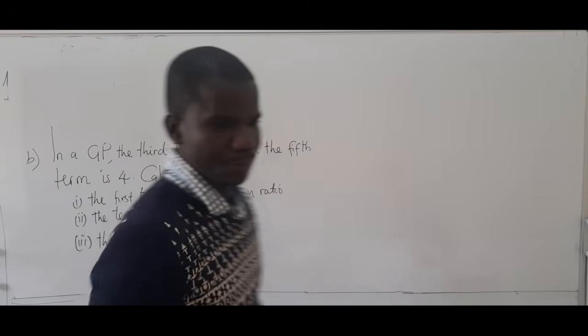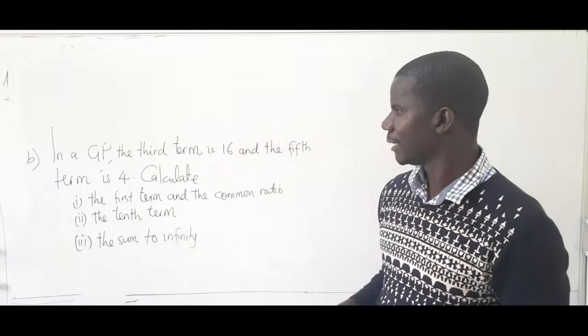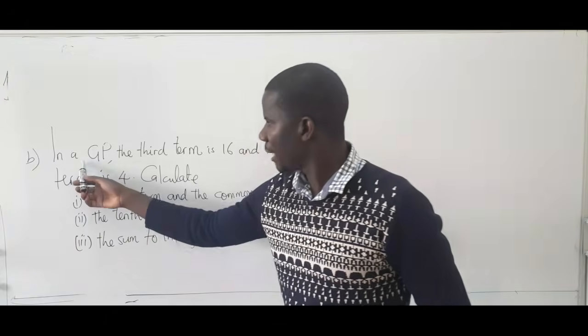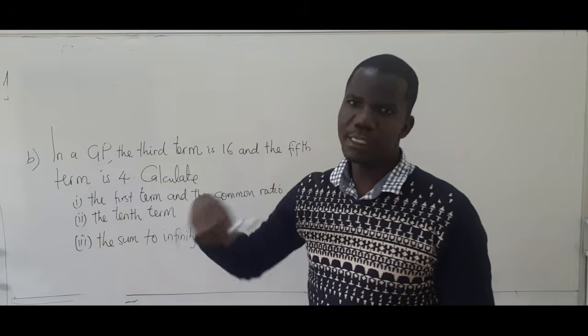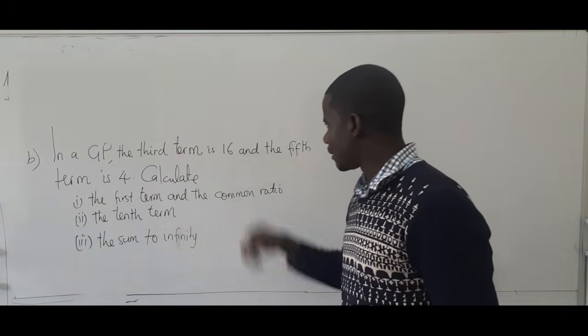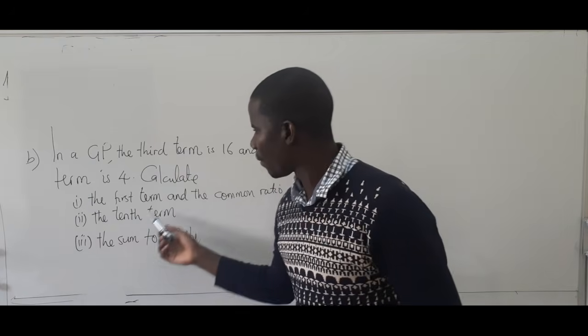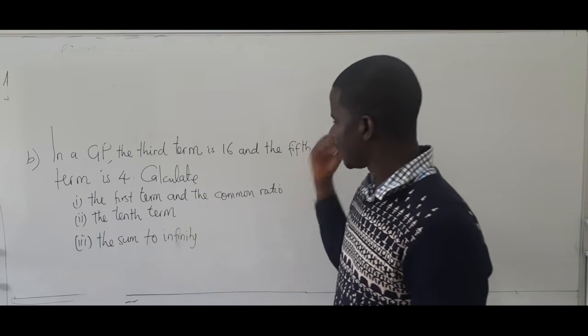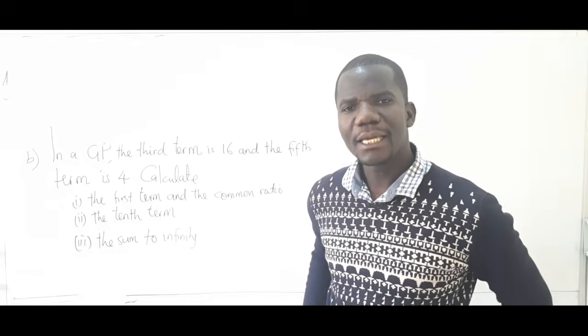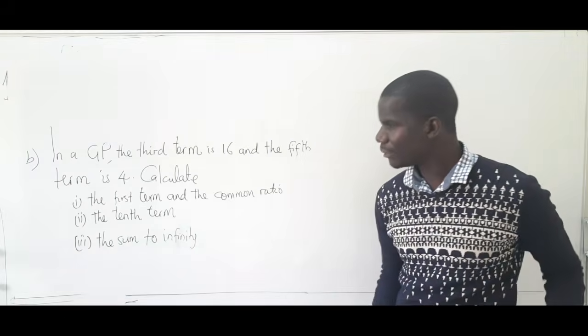Question B is from geometric progression, or sequence and series, as a topic. In a geometric progression, GP, the third term is 16 and the fifth term is 4. Calculate the first term and the common ratio. So what are we supposed to do here? We need to come up with the equations.